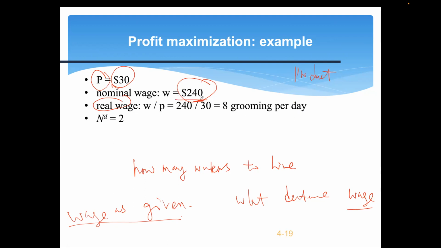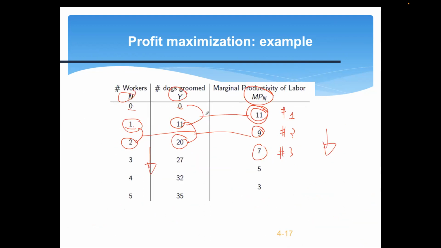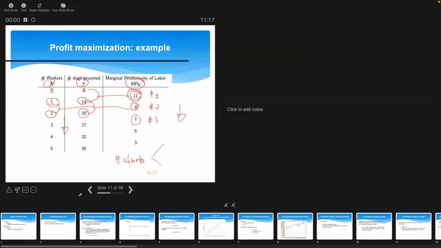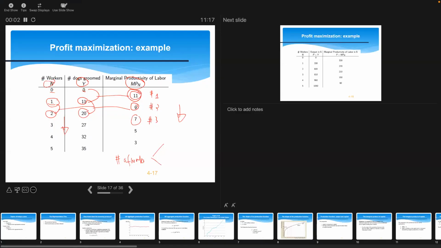You need to pay 240. 240 in terms of price of 30, meaning 8 dogs to groom. Now we go to the previous one. Okay, maybe so let's look here. Again, in the margin, in terms of how many numbers of workers to hire, there are not more workers to hire.